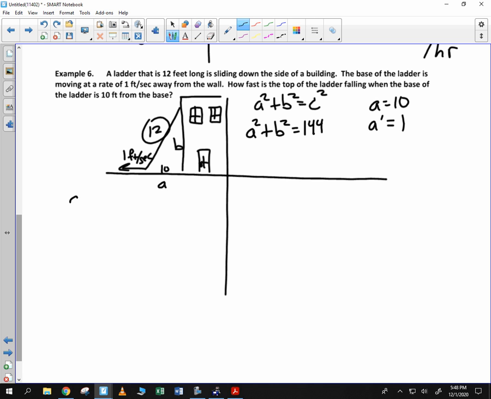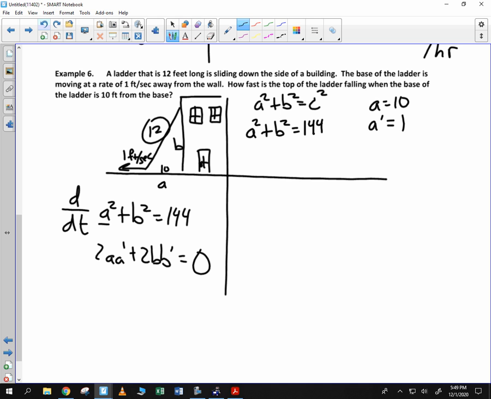Let's take the derivative with respect to time of A squared plus B squared is equal to 144. The derivative of A squared is 2A A prime. The derivative of B squared is 2B B prime. The derivative of 144 is 0. So I have 2 times 10 times 1 plus 2 times B times B prime is equal to 0.